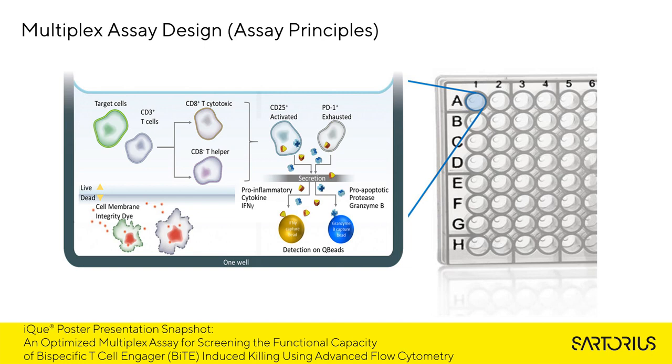T cells. Also included are surface marker protein antibodies to indicate the T cells which are expressing CD25 and PD1, the activation and exhaustion markers. And lastly, secretion of interferon gamma and granzyme B is measured to demonstrate the inflammation and killing.